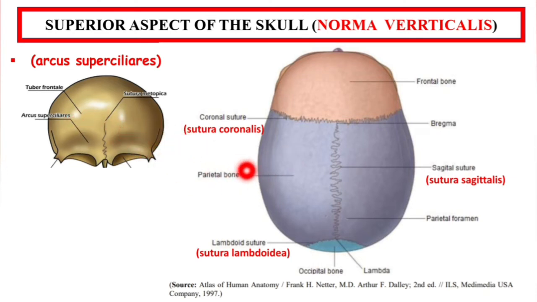Again, these tubers are found also on the parietal bones, right? Those points of convexity are called tuber parietale. So around here, that's where you find the tuber parietale.